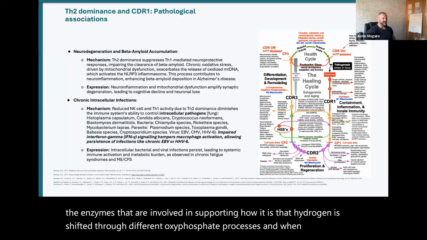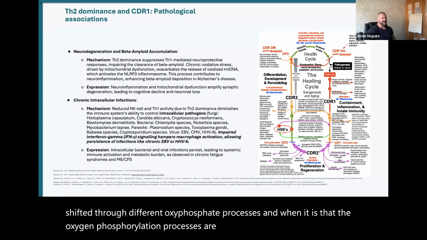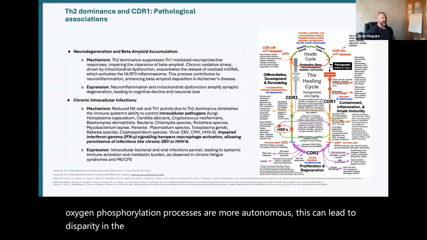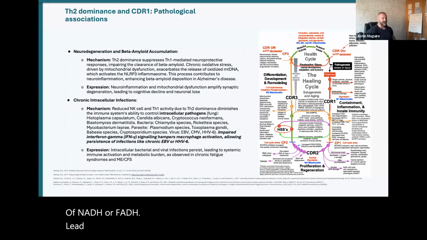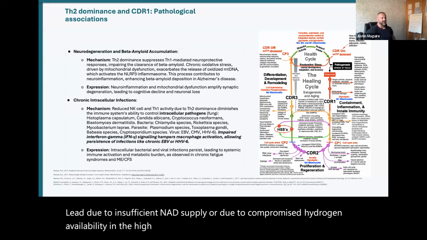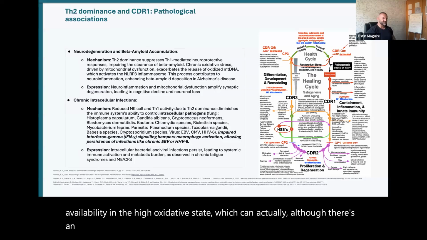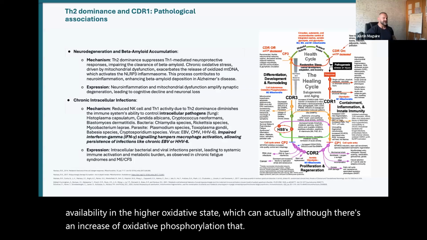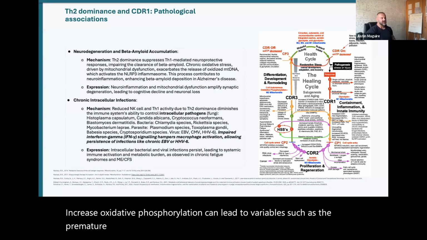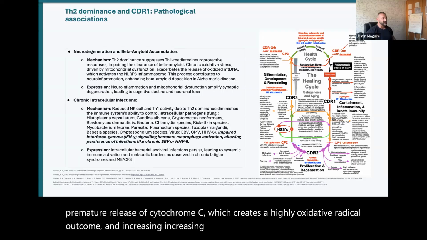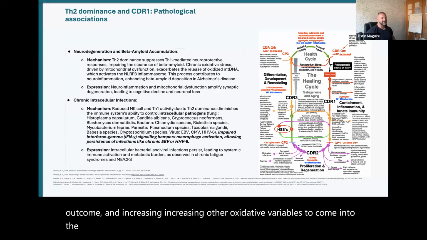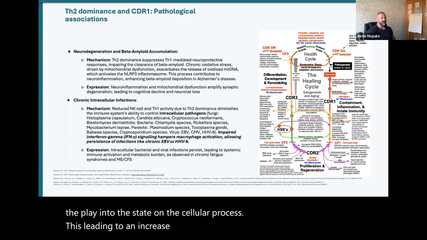And when the oxidative phosphorylation processes are more autonomous, this can lead to a disparity in the availability of NADH or FADH due to insufficient NAD supply or due to compromised hydrogen availability in a high oxidative state. Although there's an increase of oxidative phosphorylation, that increase can lead to variables such as the premature release of cytochrome C, which creates a highly oxidative radical outcome, increasing other oxidative variables in the cellular process, leading to an increase of congestion in the microvasculature.